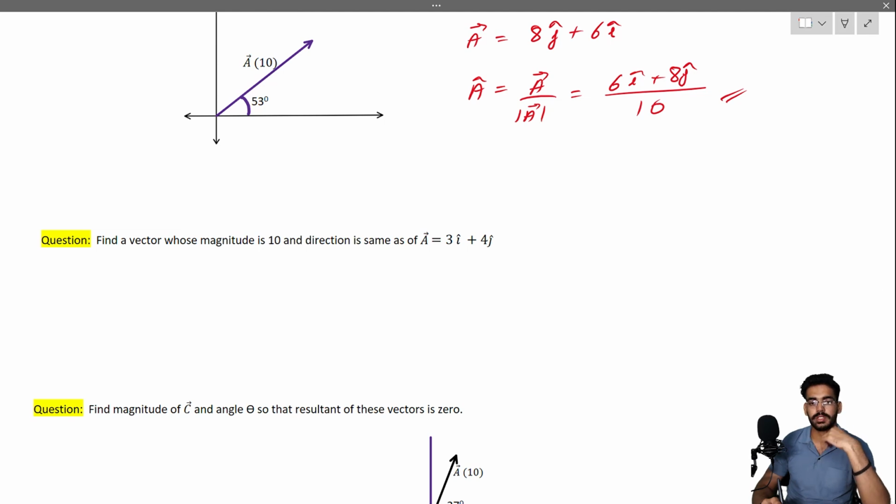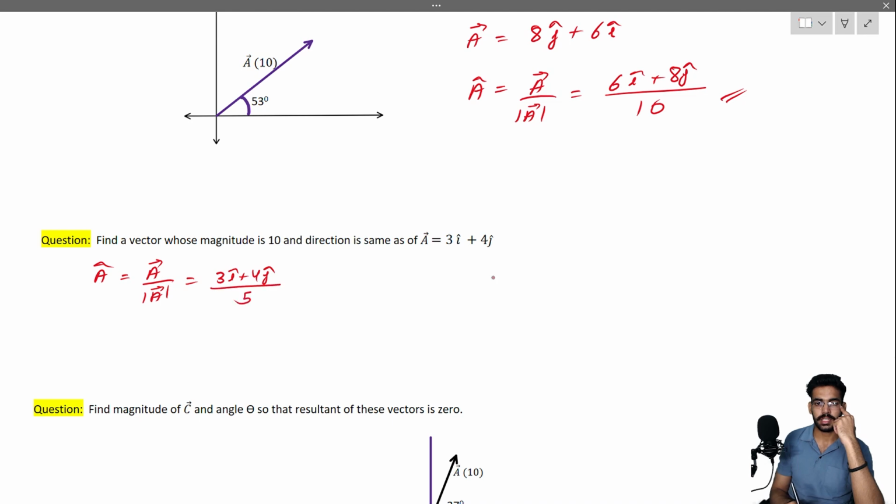plus 4 j cap. Okay, so now this is a good question, if you have not seen this before. I want to make the magnitude 10 and I want the direction to be the same. So magnitude is given and direction we have to take out from here. So let's take the direction. We want to make a unit vector. So unit vector is a vector divided by magnitude of a. That is my 3 i cap plus 4 j cap divided by 5, right? This is my unit vector.